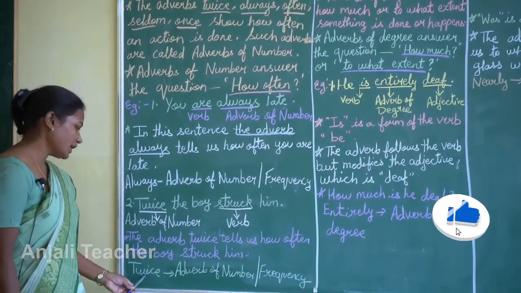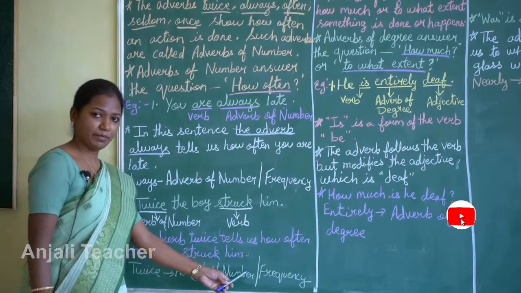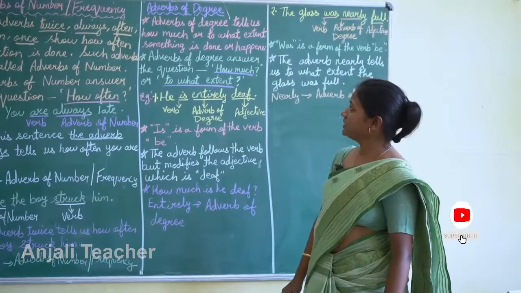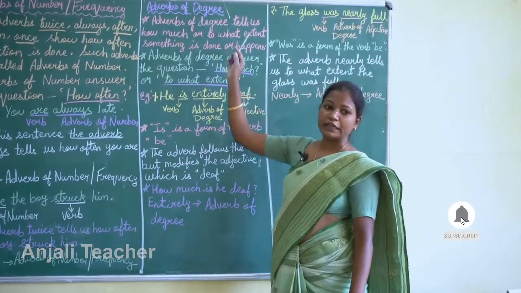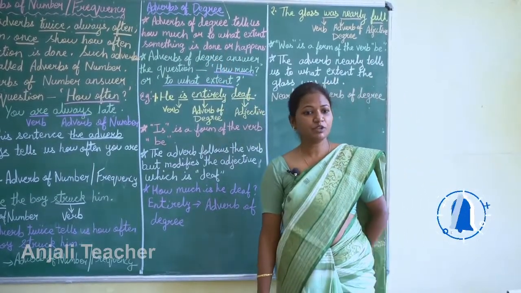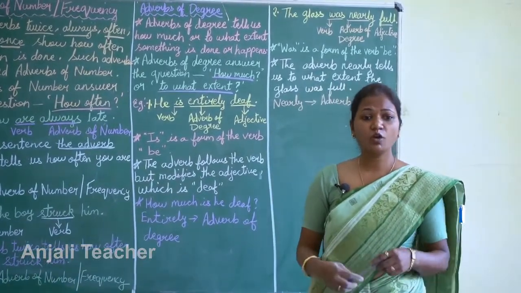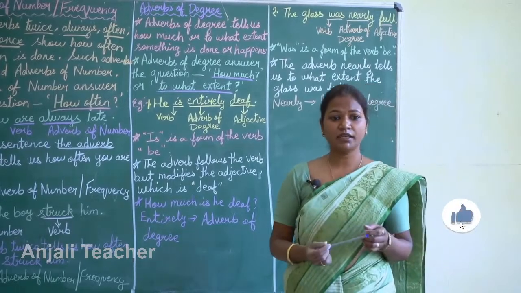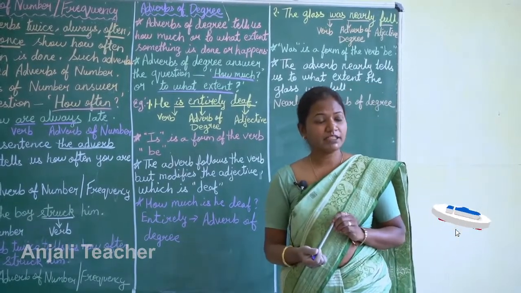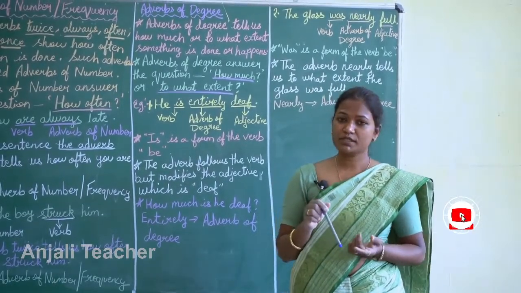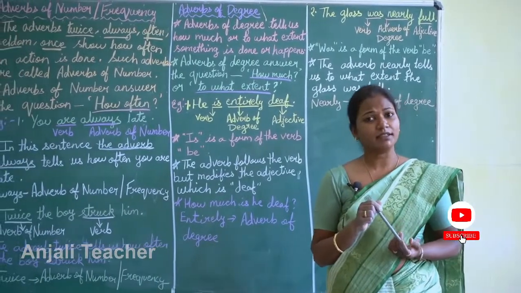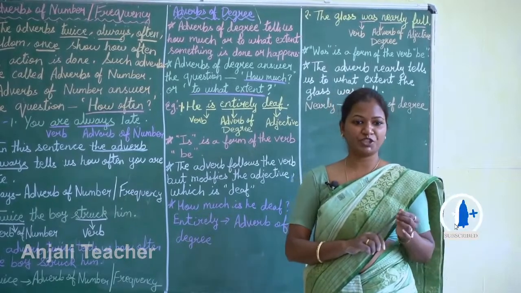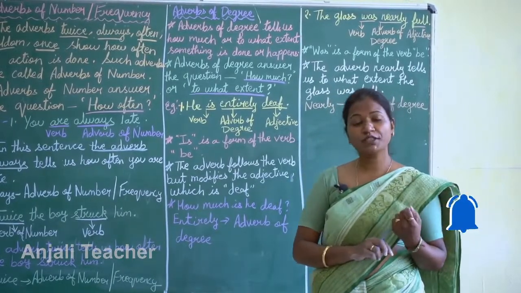So here twice is the adverb of number, or you can say adverb of frequency. The next one is adverbs of degree. Adverbs of degree tell us how much or to what extent something is done or happens. It modifies verbs, adjectives and other adverbs. Adverbs of degree answer the question how much or to what extent.